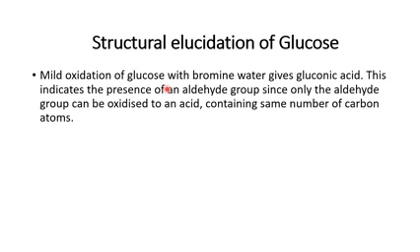The oxidizing agent, as you know, can be a strong oxidizing agent or a mild oxidizing agent. With a mild oxidizing agent like bromine, glucose gives gluconic acid. Here the CHO is oxidized to COOH. This indicates the presence of an aldehyde group, because aldehyde groups can be easily oxidized to an acid, while a keto group needs a stronger reagent to get oxidized.